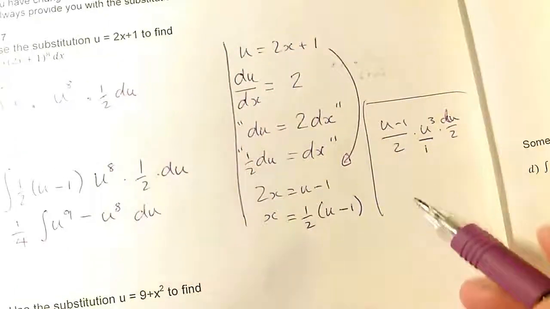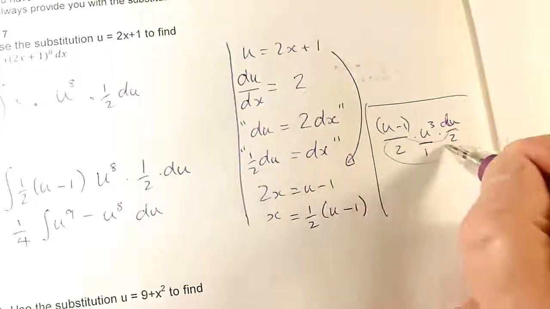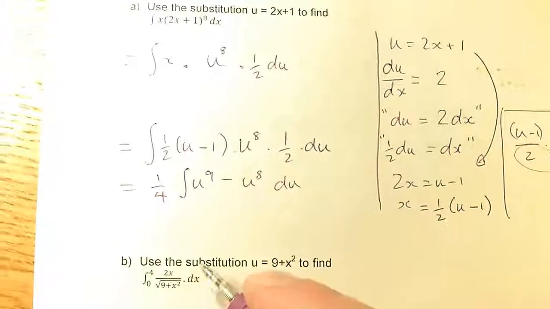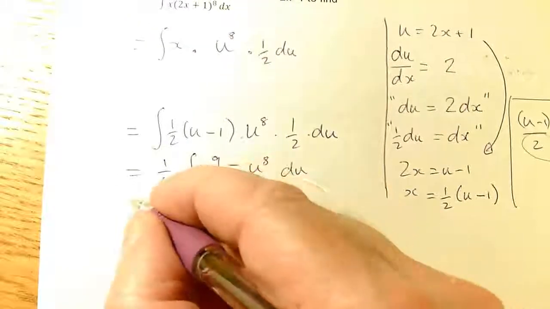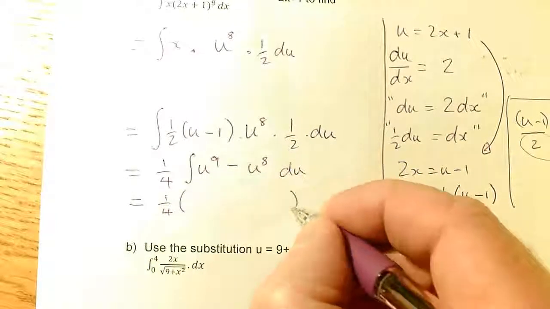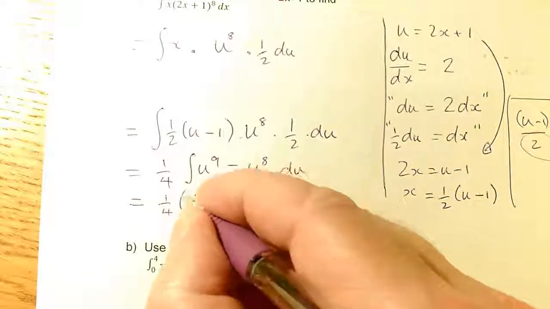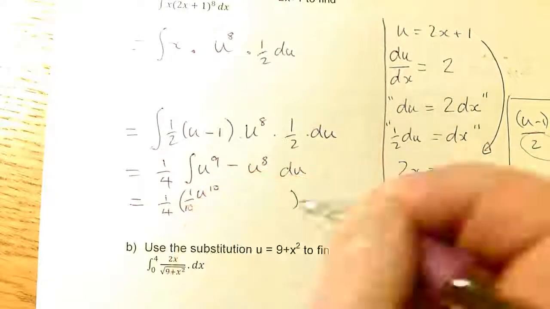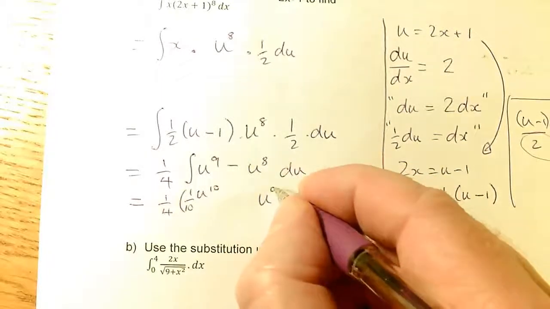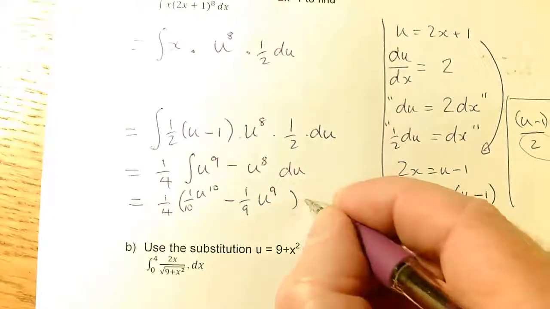If you'd gone down this route, you'd still have wanted to kick that quarter out in front of your integral. So now we've got to integrate u to the power of 9, so a quarter is just going to sit there. u to the power of 9 is going to become u to the power of 10, and put a tenth in front of it, or u to the power of 10 over 10, I wouldn't have minded. And then this one here, the power of u is going to be 9, and it's going to be minus a ninth u to the power of 9, and I mustn't forget my plus c.